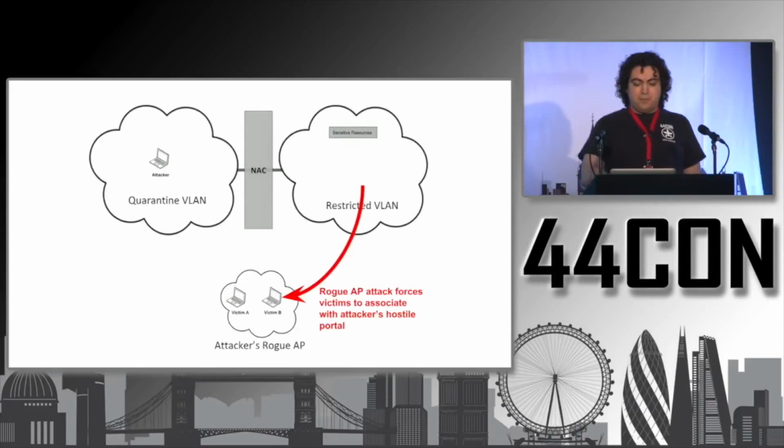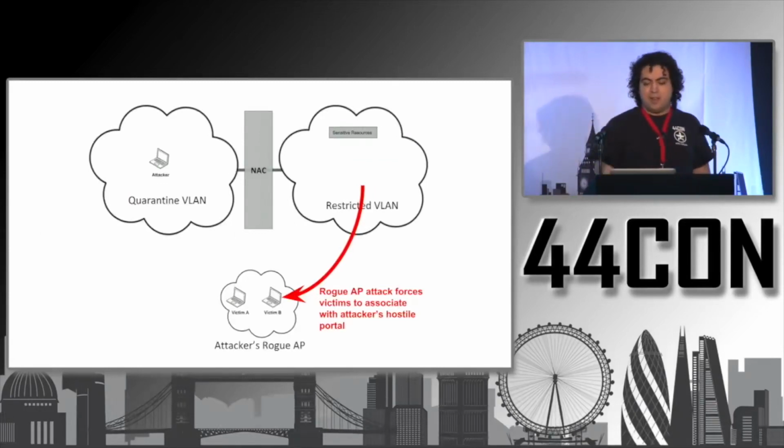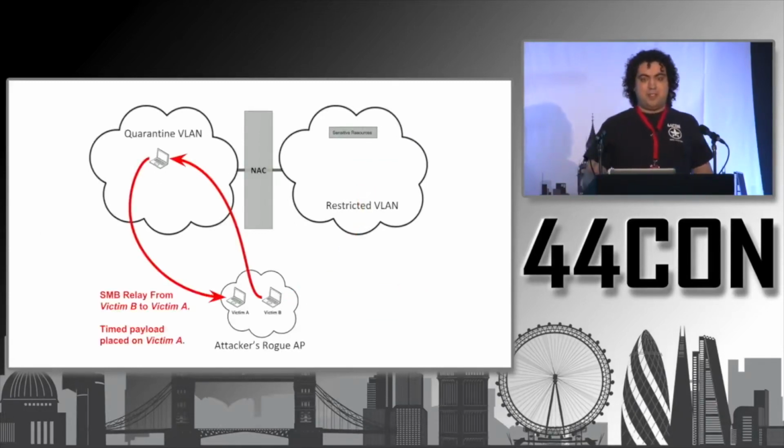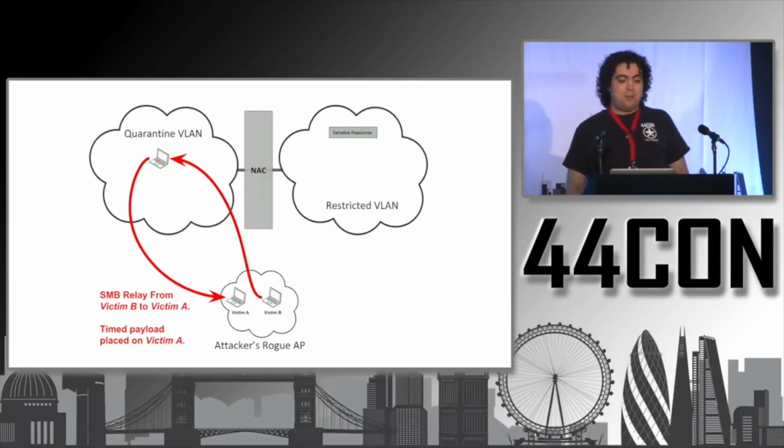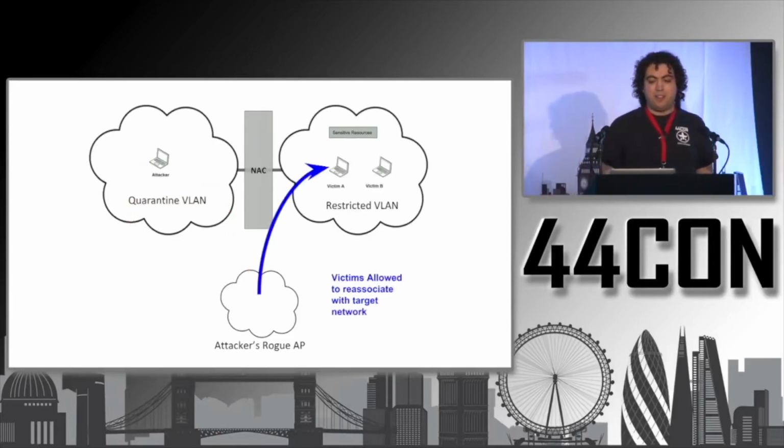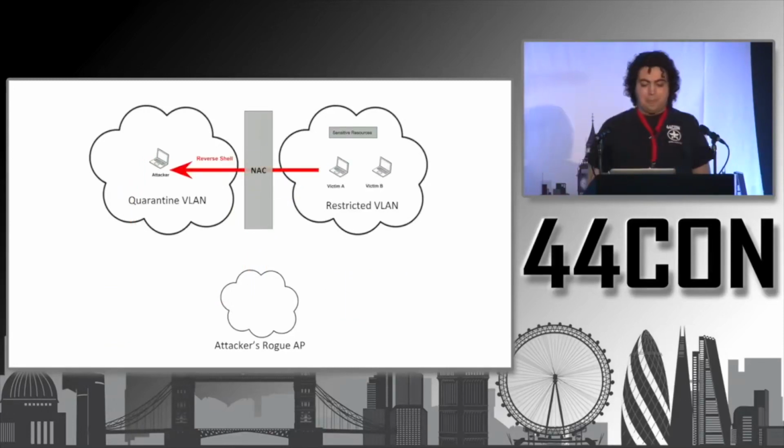But if we force both of these devices to connect to us, and then instead of simply using the hostile portal attack to capture NTLM hashes, we instead perform a relay attack from one to the other to execute that timed payload, and then just allow the victim devices to reassociate with the target network. We can still get the reverse shell that way.